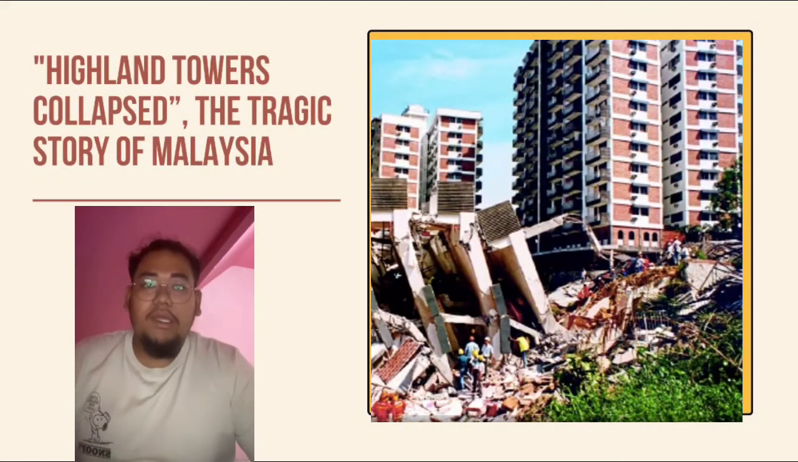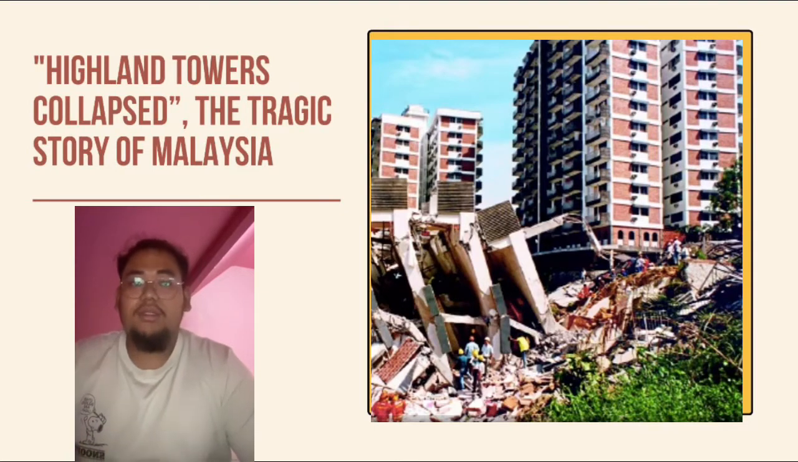Case Study 2, Highland Tower Collapse, the tragic story of Malaysia. In 1993, the collapse of Highland Tower in Kuala Lumpur, Malaysia resulted in 48 deaths according to the report. One of the major causes of the landslide was improper soil testing. The peripheral condition of the site resulted in undermining. The failure of retaining walls under heavy rains was a contributing factor, causing a landslide that led to the building collapse.